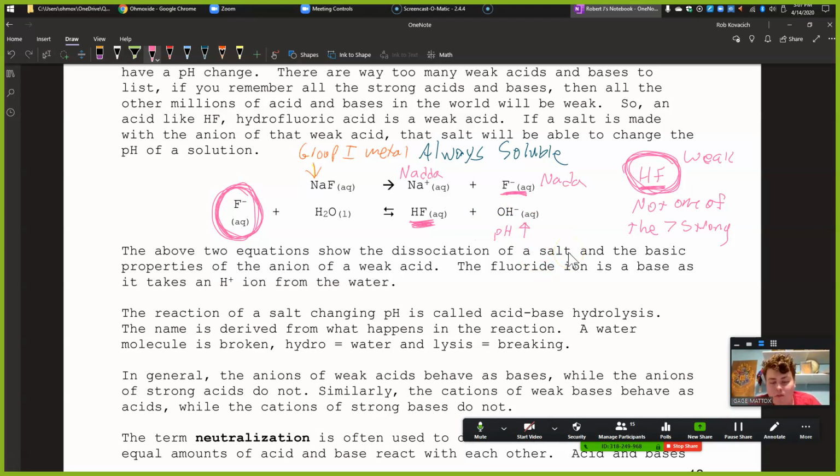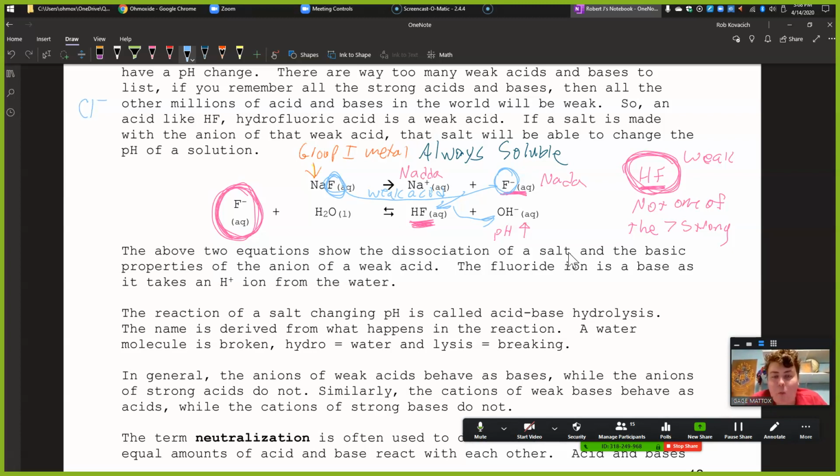So what we can do is say that this thing right here, this fluoride, if that thing came off a weak acid, then this is going to happen, and then that's going to happen. So tell me which anions aren't going to change the pH of water. We already know one. Give me one. Na. That's a cation. No.